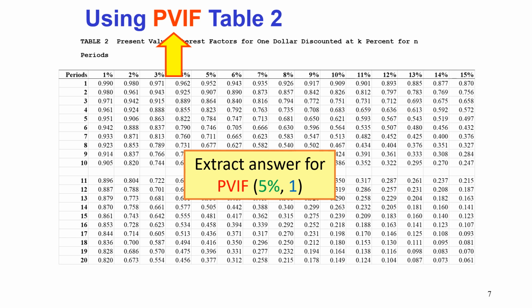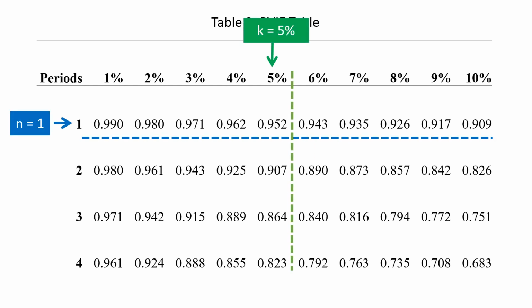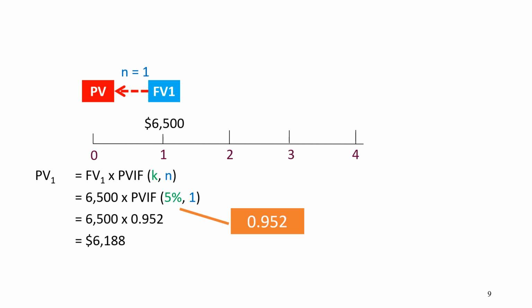Next, we'll find the answer. We have given K and N. So that intersection is the answer. Substitute the interest factor into the working and find the present value.